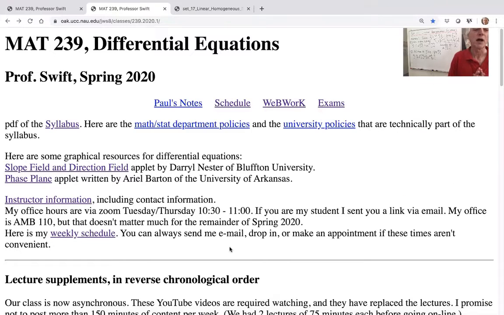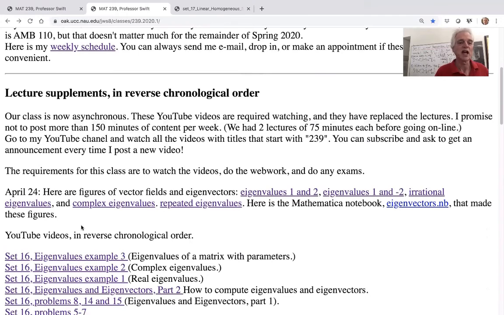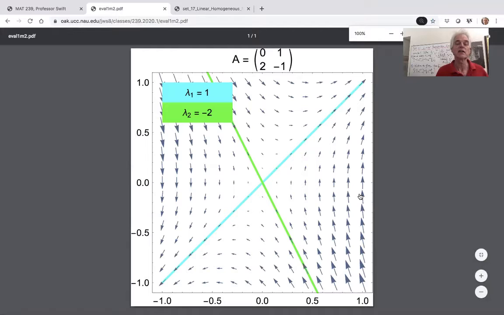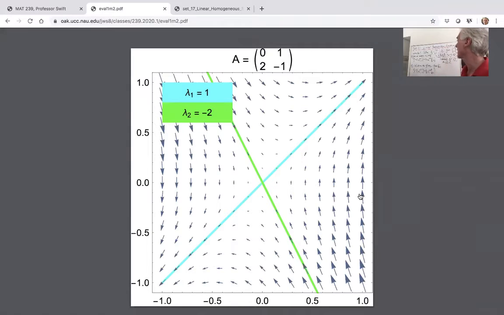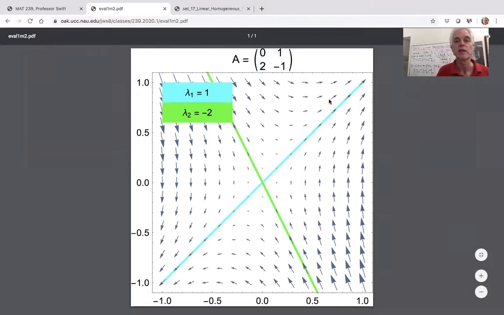So here's our website. You might notice that there are some new pictures on the website. Here are figures of vector fields and eigenvectors. Well, vector fields is something that you're learning about in Calc 3. In fact, here is the exact same matrix we've been talking about, 0, 1, 2, -1. And the eigenvalues are lambda 1 is 1, lambda 2 is -1. That's what we got before. And here are the eigenvectors.